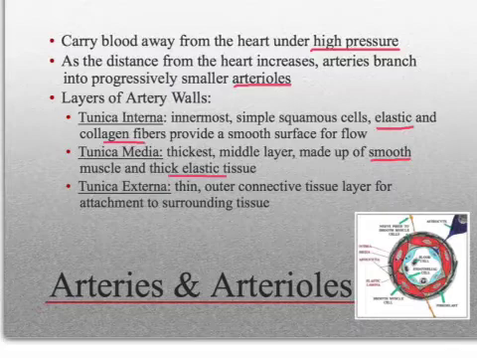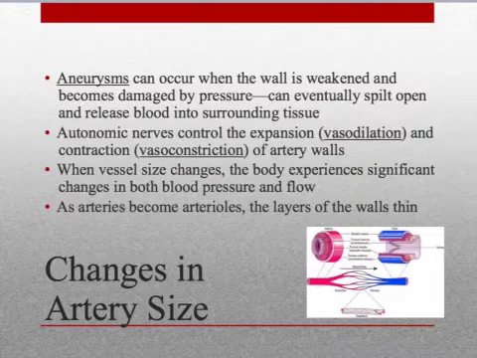The final layer is the tunica externa, so the outer layer. This is a very thin layer as well, and it's primarily made up of connective tissue. That kind of allows the blood vessels to be anchored to the tissue around them. That way the blood vessels aren't shifting position and moving all over inside the body. It gives them a connection point and makes them more steady and stable.